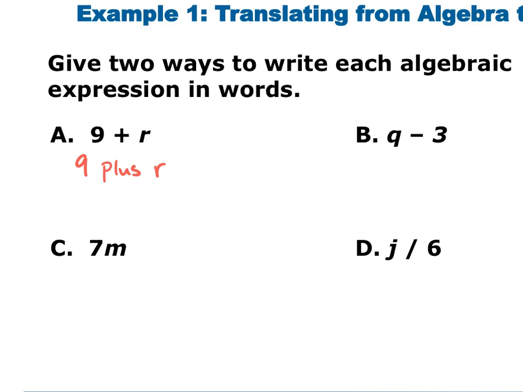Well, close. It would not be 9 as the sum of R. It would be the sum of 9 and R. So you would want to say the sum of 9 and R. And the reason you'd want to say it that way is because you're saying that, hey, you need to add those two together. So the sum of 9 and R would be 9 plus R.